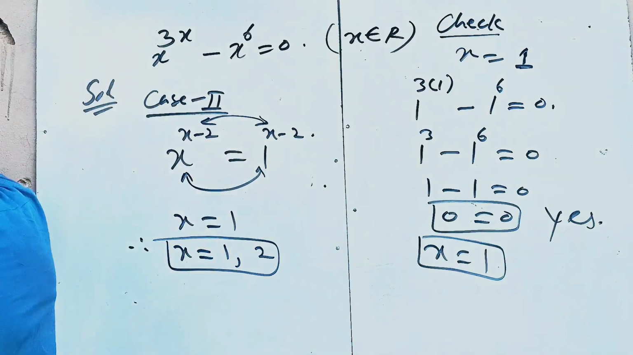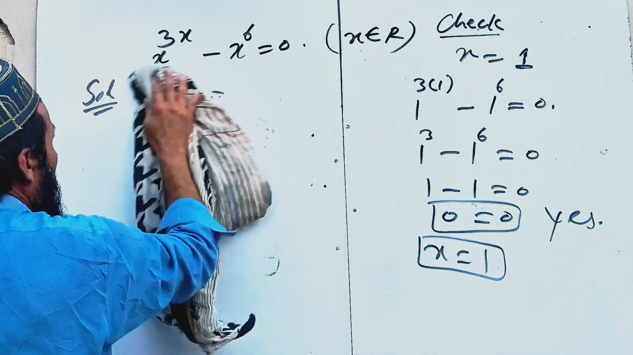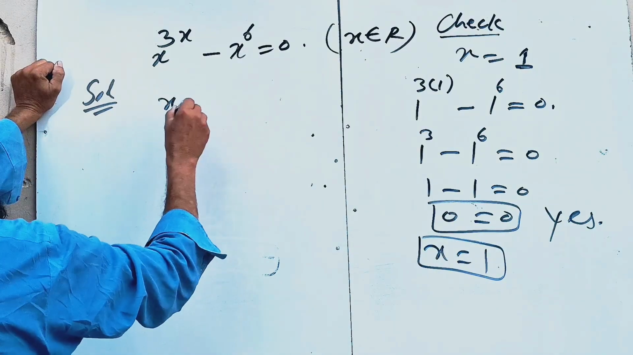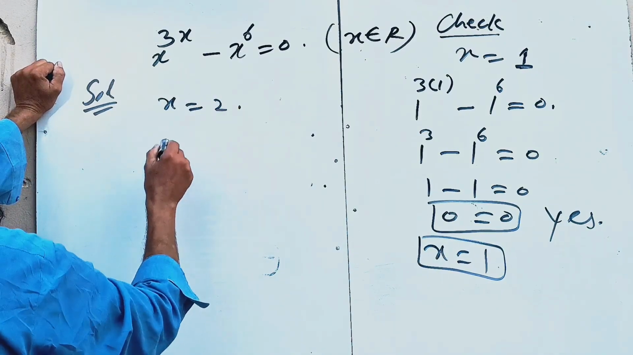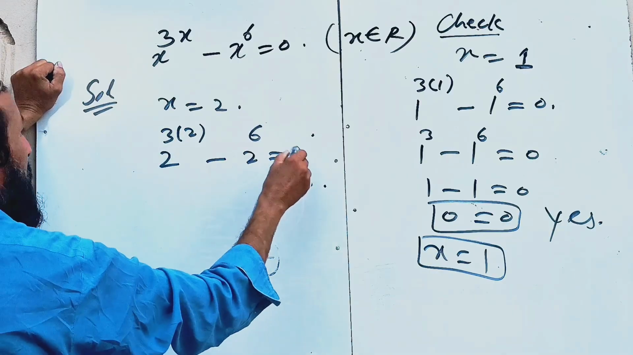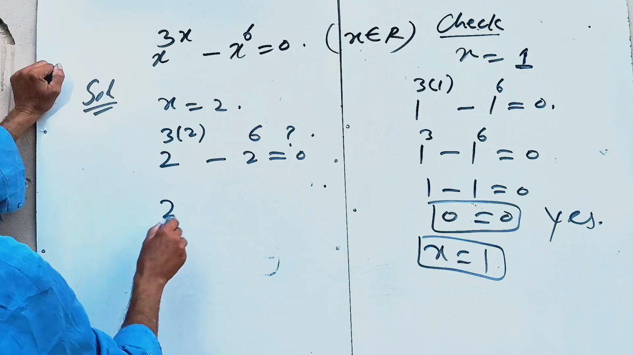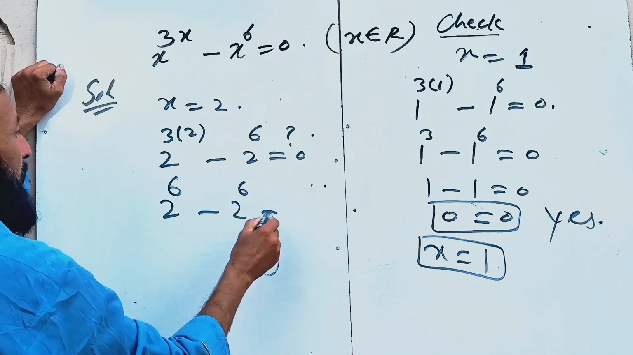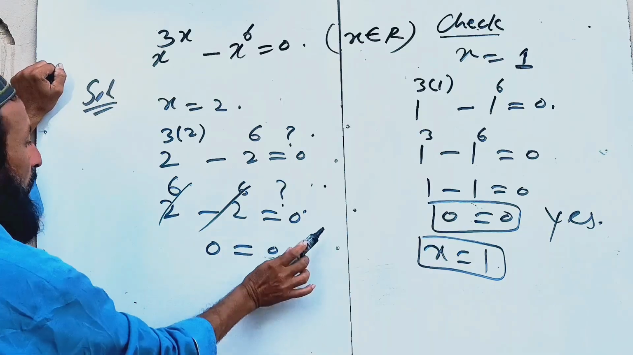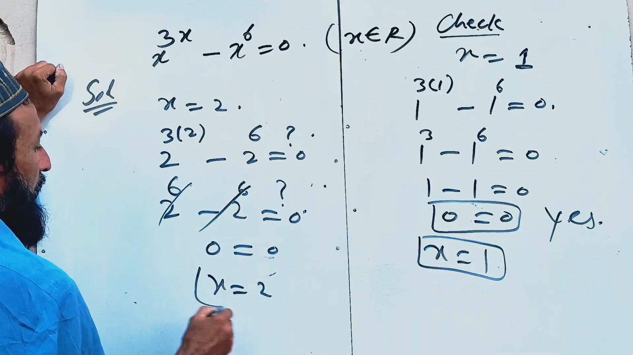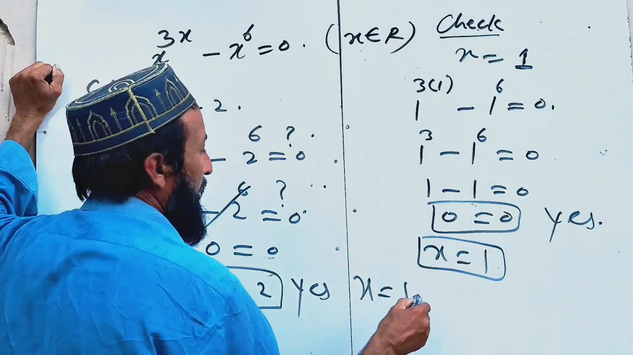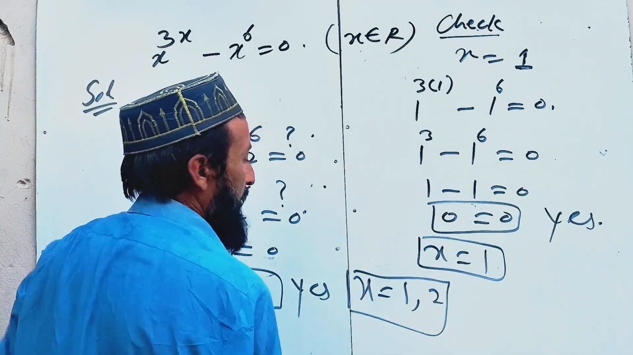Similarly, if you want to check x is equal to 2, will the result be the same or not? So x is equal to 2. So 2^(3^2) minus 2^6 is equal to 0, question mark. So we get 2^6 minus 2^6 is equal to 0, question mark. These cancel each other, so 0 is equal to 0. Yes, x is equal to 2 is also a solution. It means that x is equal to 1 and 2 both exist for the real numbers.